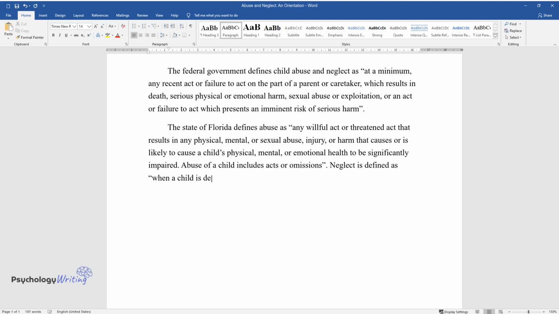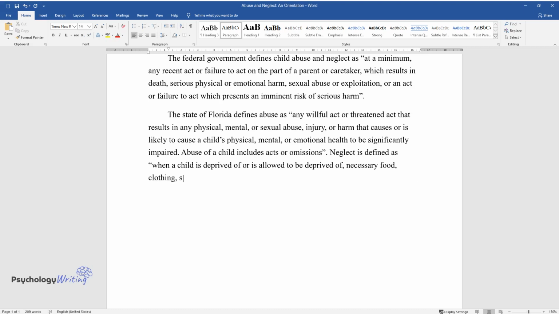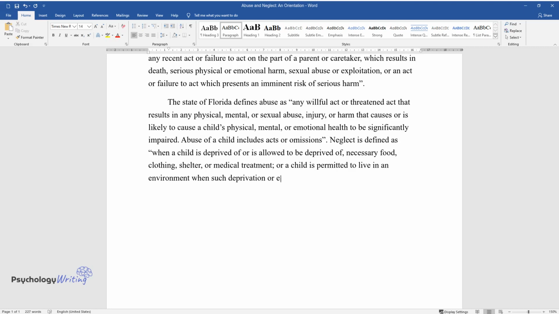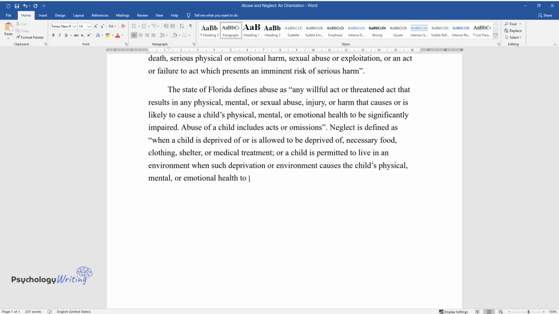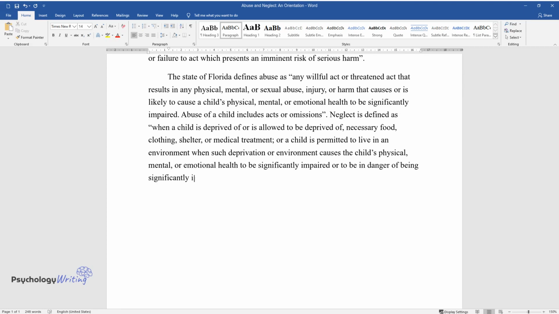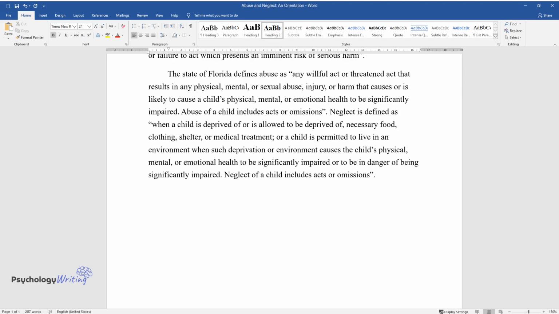Neglect is defined as when a child is deprived of or is allowed to be deprived of necessary food, clothing, shelter, or medical treatment, or a child is permitted to live in an environment when such deprivation or environment causes the child's physical, mental, or emotional health to be significantly impaired or to be in danger of being significantly impaired. Neglect of a child includes acts or omissions.